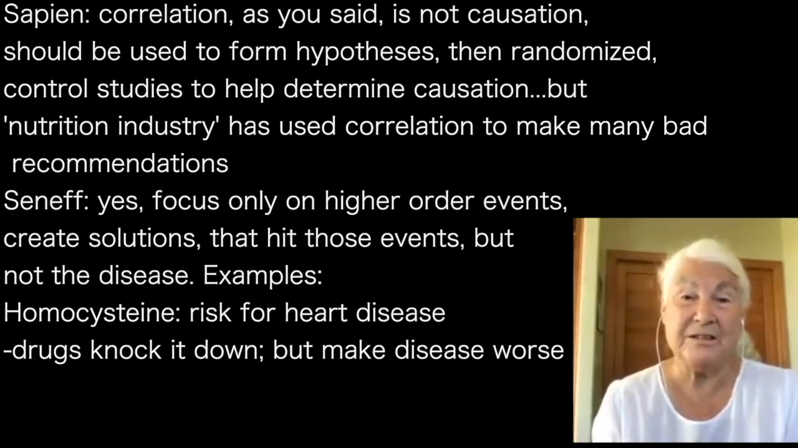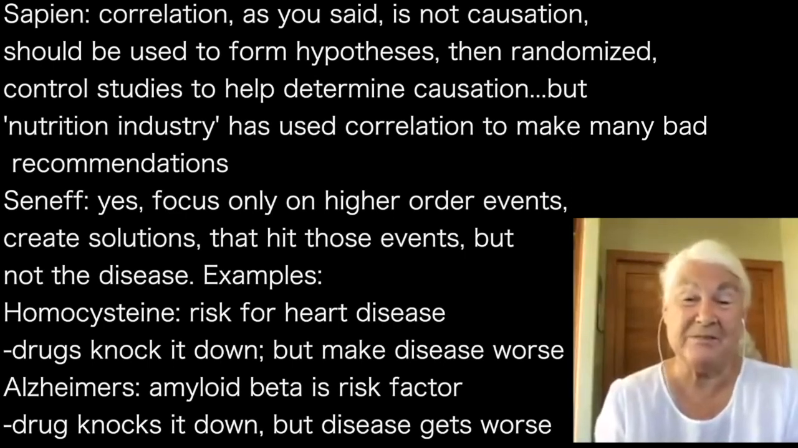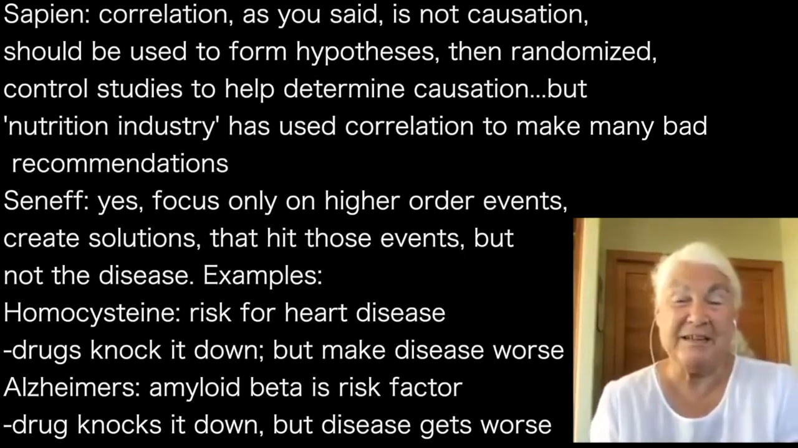They make the disease worse. So this is the kind of problem, and Alzheimer's is another example, right? Amyloid beta. They're like, oh yeah, amyloid beta clearly causes Alzheimer's. Let's get rid of it. So they find these wonderful drugs, really expensive, like this new one. They get rid of the amyloid beta. They don't get rid of the Alzheimer's and make it worse usually. I mean, it's just a complete failure.